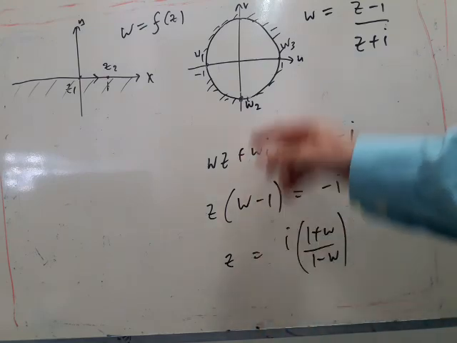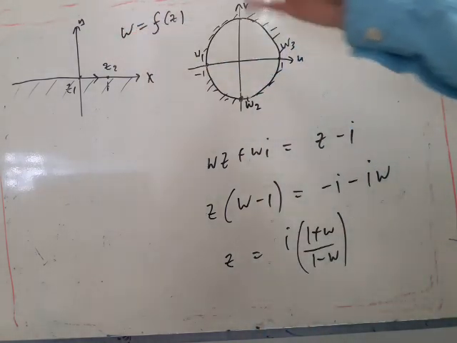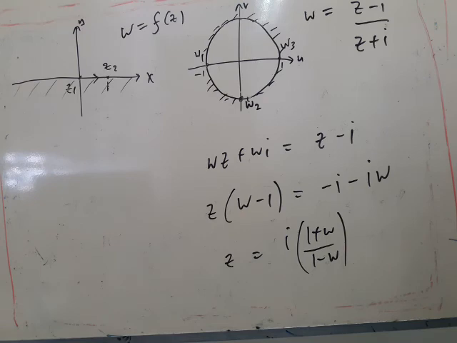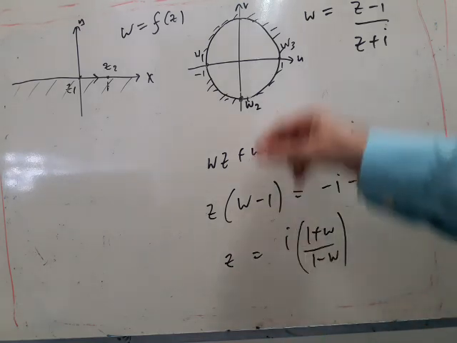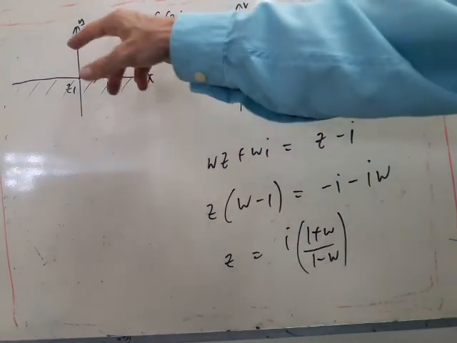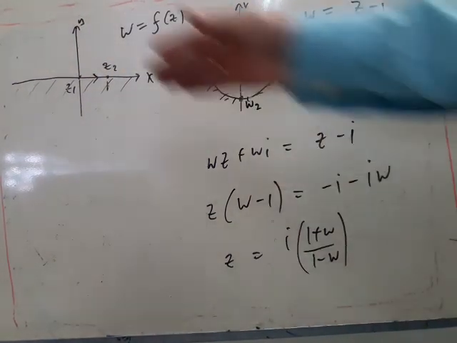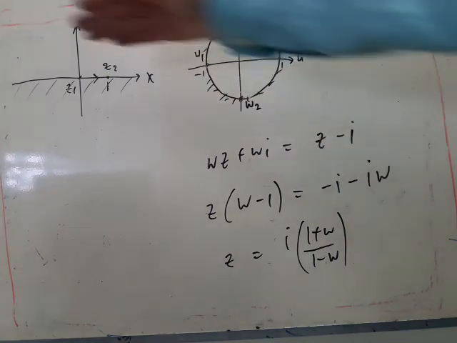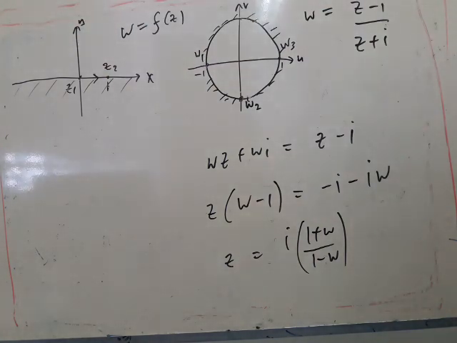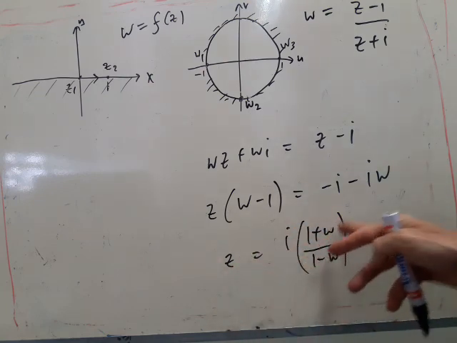So this is if I want to map from the w plane to the z plane. Of course, I can change the letters: if I've got a circle in the z plane and I want a half plane in the z plane, then I just swap the letters, and I've got w here and z here instead.